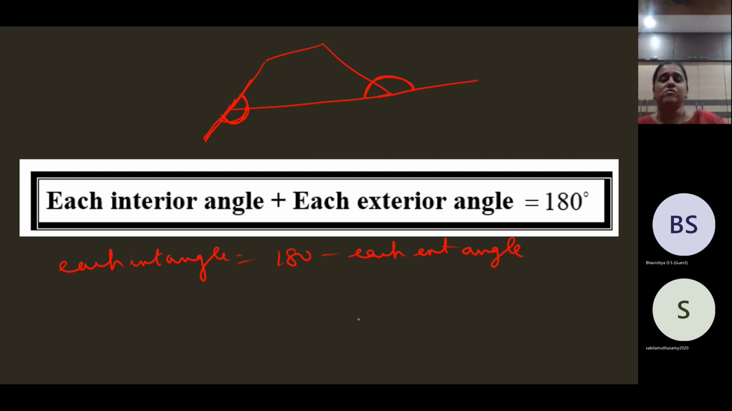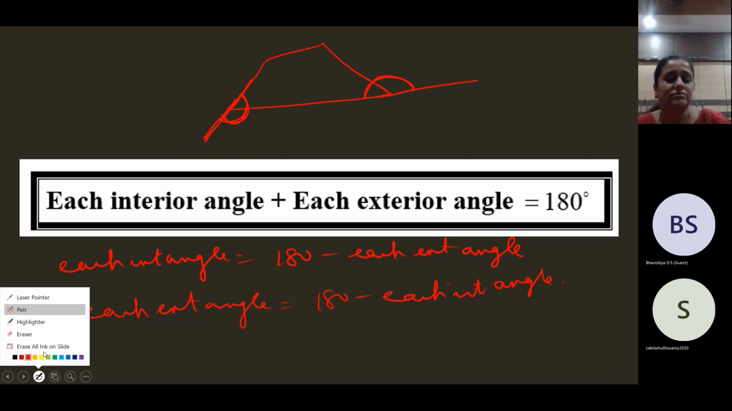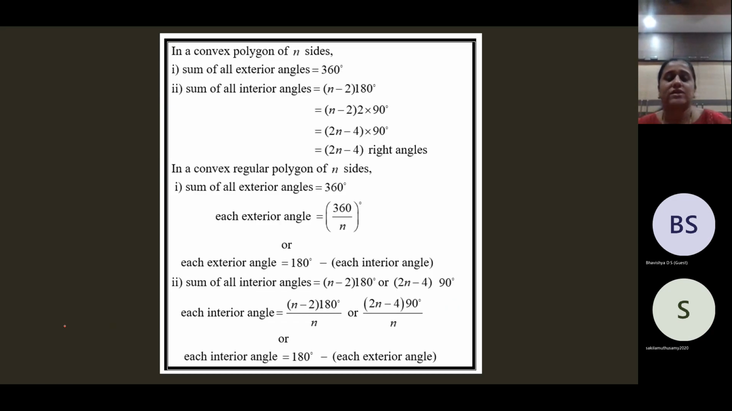Yes or no? Yes, ma'am. Each exterior angle is equal to 180 minus each interior angle. That's what I've written here. Each exterior angle is 180 minus each interior angle. Each interior angle will be equal to 180 minus each exterior angle.